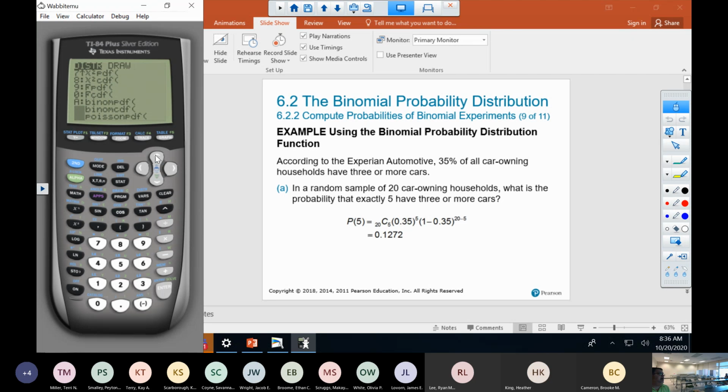Binomial PDF. You got it? Yes or no? Somebody asked that. You got it? Yeah, I'm just confused. Wait, I got the second bars, and then what's the next thing? Go down, scroll down till you get the binomial PDF.